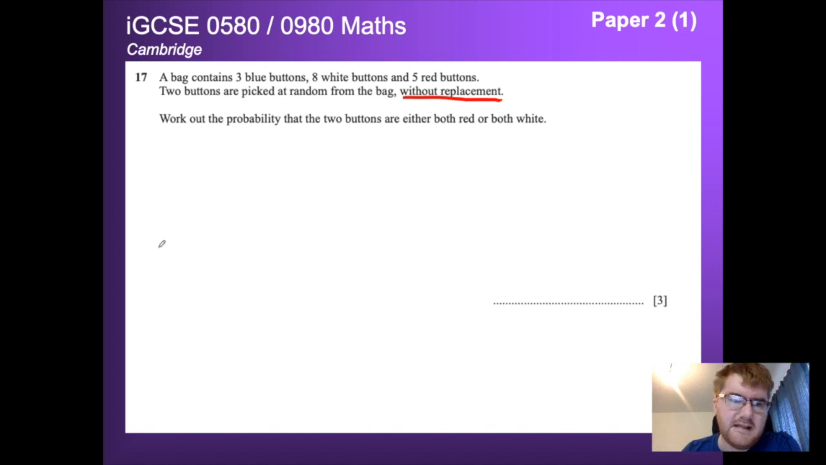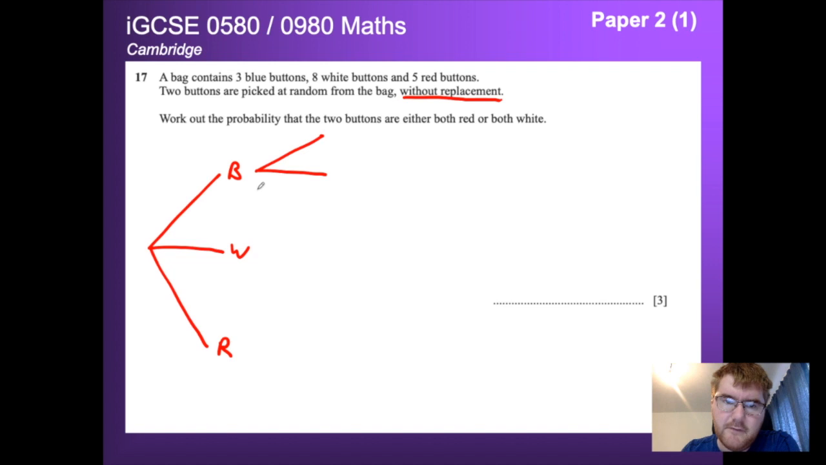So let's put this together. Here's my initial tree diagram that I'm going to draw, and we're going to have blue there, white here, and red here. And then the second choice will have the same options. So we'll have blue here, white here, red here, and the same for the other options as well.